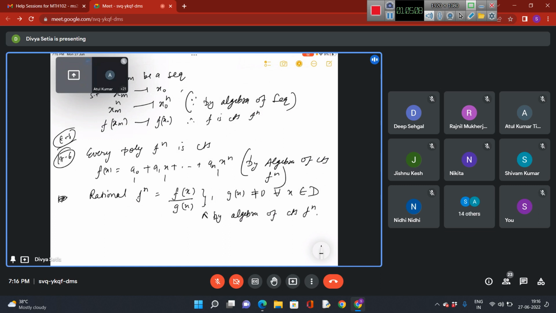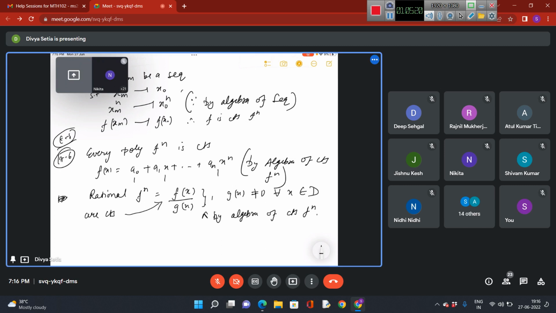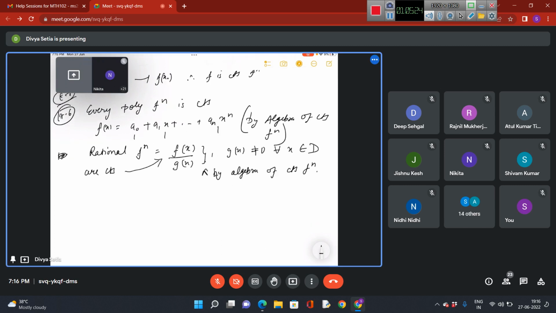Is the argument clear why all these types of functions are continuous? Yes, ma'am. Right? So now let's just see why the mod function is continuous. This I have already given the proof in class. Why is mod x continuous?